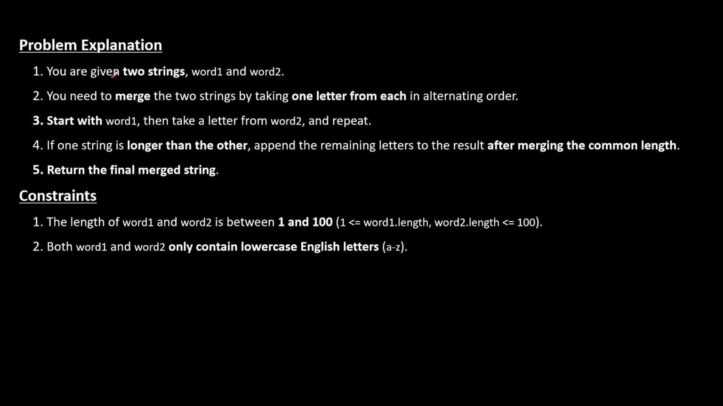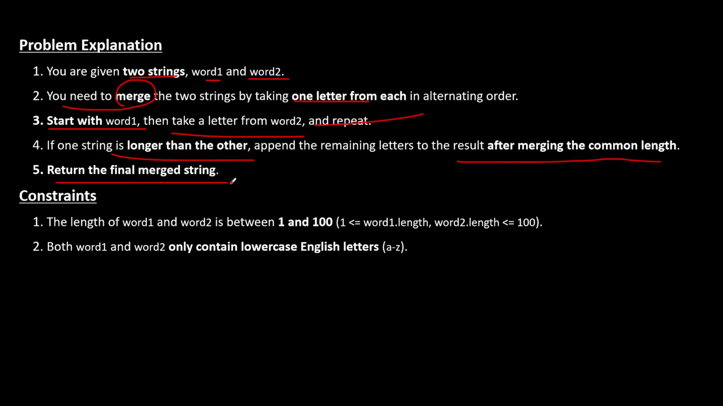So you are given two strings, word 1 and word 2. Now you need to merge the two strings by taking one letter alternately from word 1 and word 2. If you start with word 1, then take the letter from word 2, and repeat. If one string is longer than the other, then we need to append the remaining letters to the result after merging the common length. And then finally, we will return the merged string.